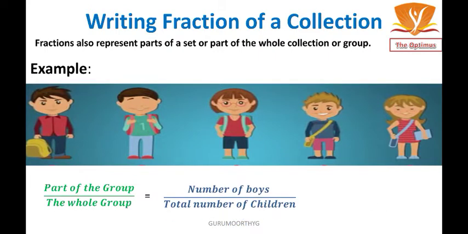That means the parts of the group divided by the whole group is equal to the number of boys divided by the total number of students or children, equal to 3 by 5.